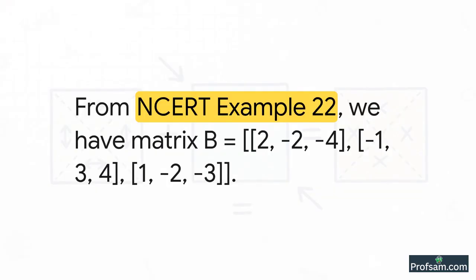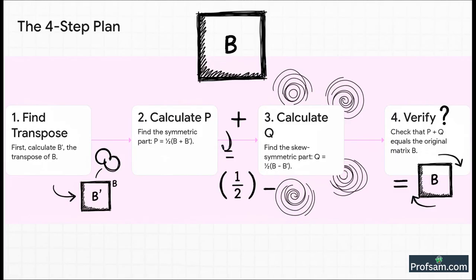So for our case study, we're going to solve an example straight from your NCERT textbook, example 22. Here's the matrix. Let's call it B. Our mission, should we choose to accept it, is to break this matrix B down into its symmetric part P and its skew symmetric part Q. And please pay close attention here, because this exact type of question comes up in exams all the time. And don't worry, the process is really simple. It's just 4 easy steps.